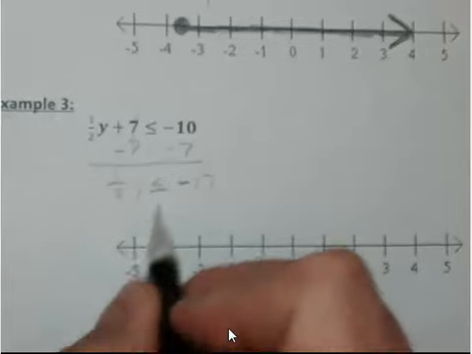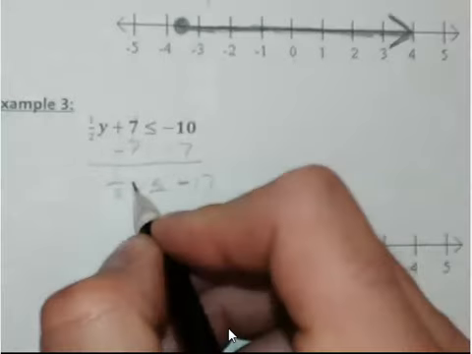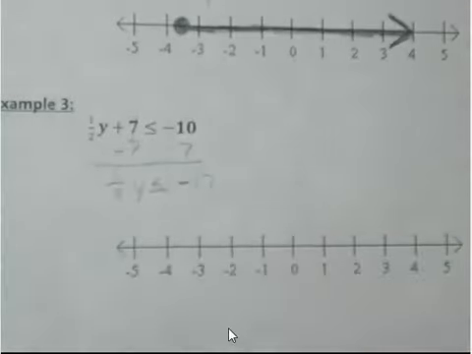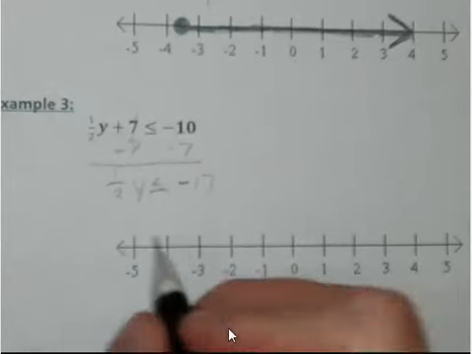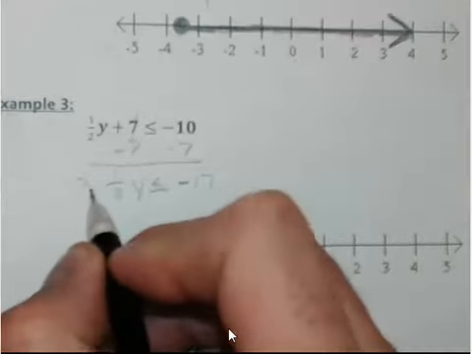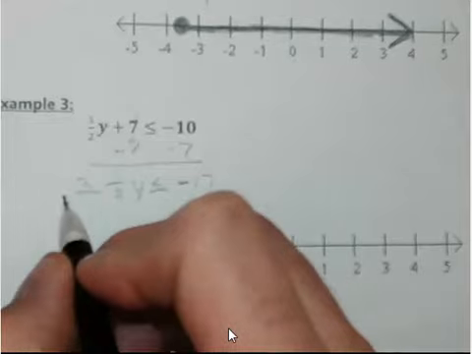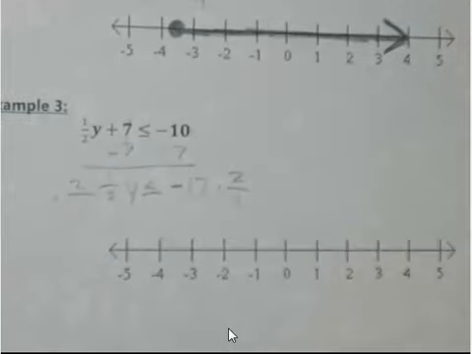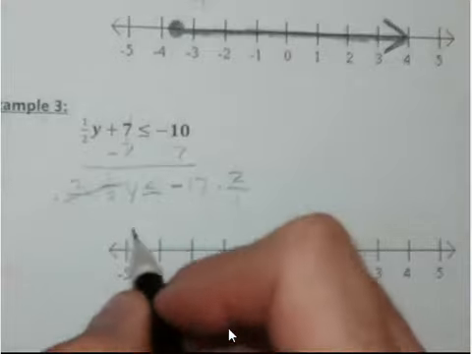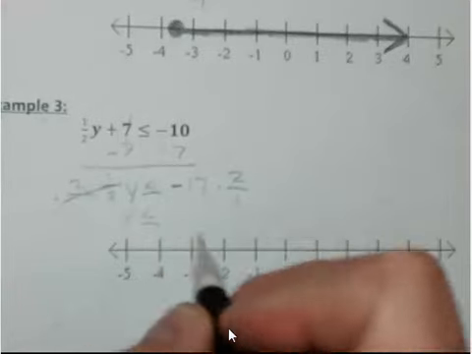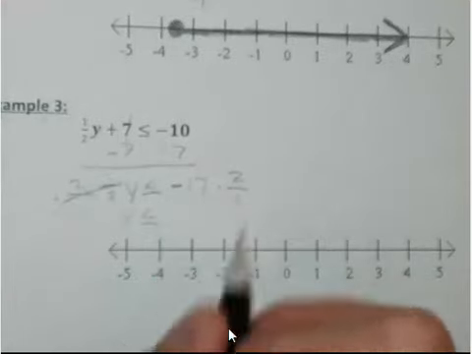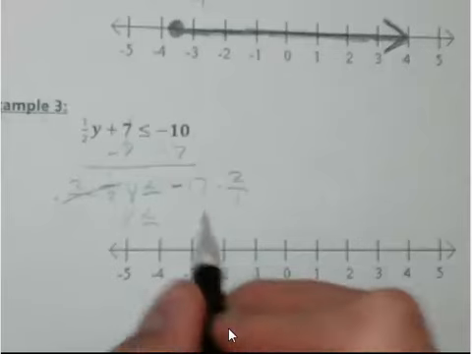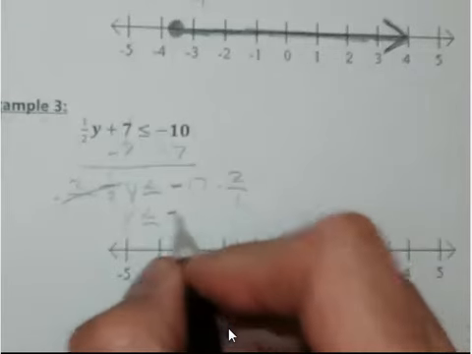This is a fraction. Remember, when we get rid of fractions, we have to multiply by that word that begins with an R, reciprocal. The reciprocal of 1/2 is 2 over 1. So we're going to multiply both sides by 2 over 1. Those cancel. We're left with y is less than or equal to negative 17 times 2 over 1. 2 over 1 is just 2. So negative 17 times 2 is negative 34.